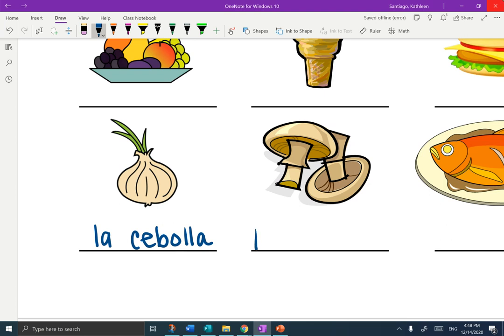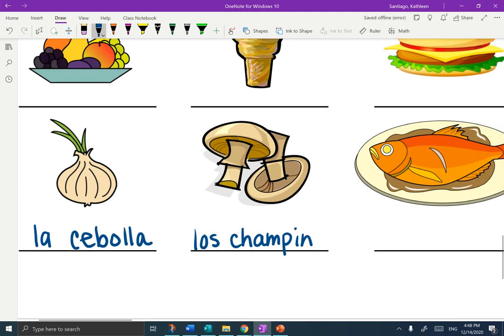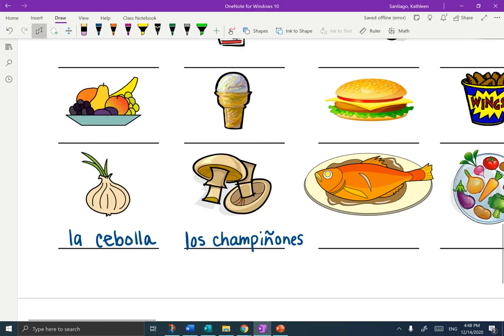Mushrooms. I love mushrooms. Okay, they're called los champiñones. Do you hear the tilde? Champiñones. I remember it's the breakfast of champions. Muy bien.